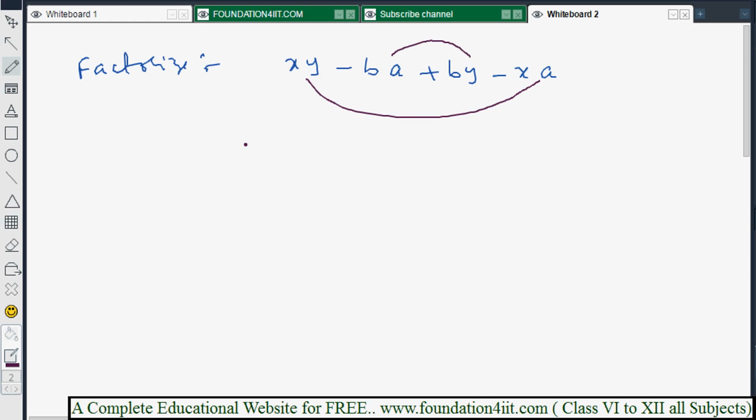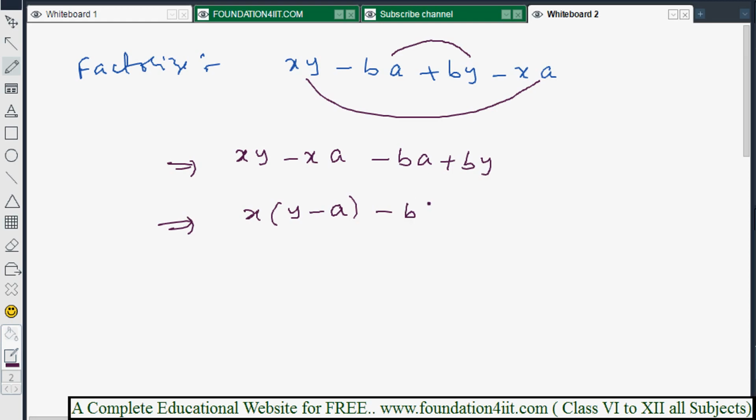If taking the first and third, and second and fourth is not possible, try the first and last. Okay, xy minus xa, first and last terms I'm writing together, then minus ba plus by, second and third terms I wrote together. Now try to take common. x I can take common from the first two terms. So y minus a is y and a is left. And here we need minus b. If I take it common, what will we get? Plus a.